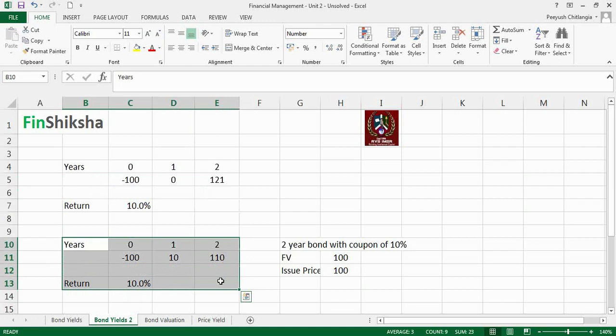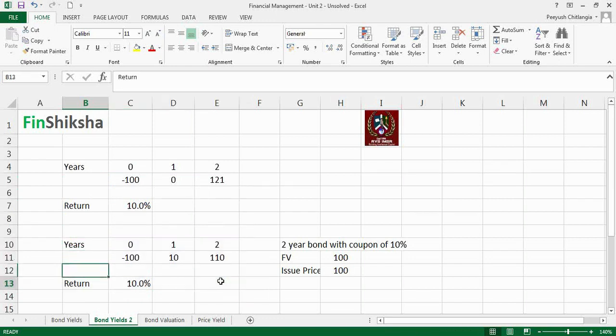But at this point of time, what is more important is for us to understand what happens if we buy the bond slightly higher than 100 rupees. So at 101, you see the return goes down. And if you buy it slightly lower, your return increases because you're paying less and you're getting more, right?